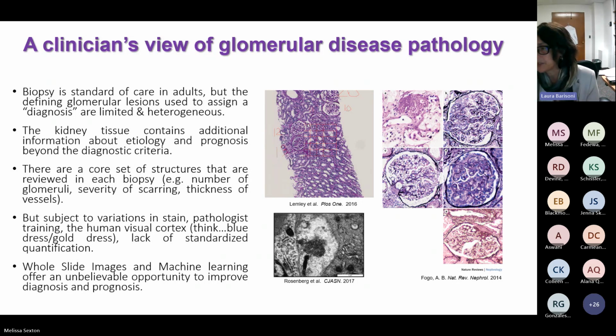So all slide images, that is the digital glass slides, and artificial intelligence and machine learning offer an unprecedented opportunity to improve the way we do pathology. Next.